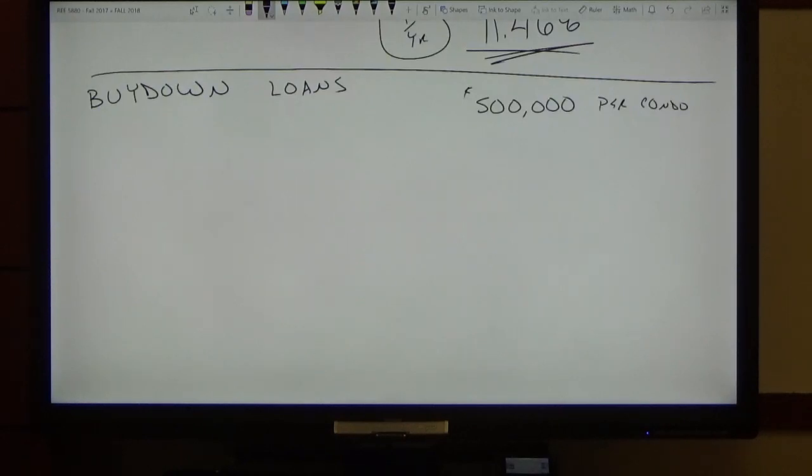All right. So let's just say that we've got this $500,000 condo, and we're going to keep everything simple. We're going to assume 100% financing, just because I don't want to make it more complicated. All right.